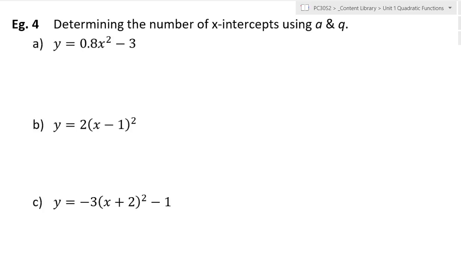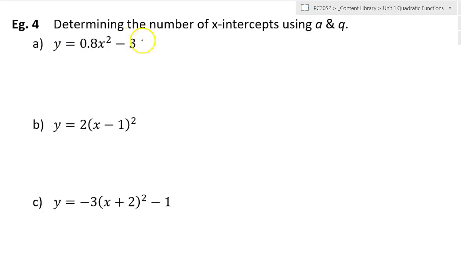All right, last example of this lesson, example 4. Determining the number of x-intercepts using A and Q. So I've already kind of alluded to this, and we've talked a lot about just general traits and predicting up and down and where the vertex is. So we're going to see that here.